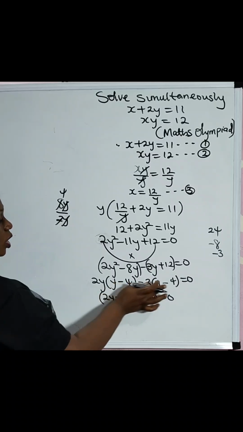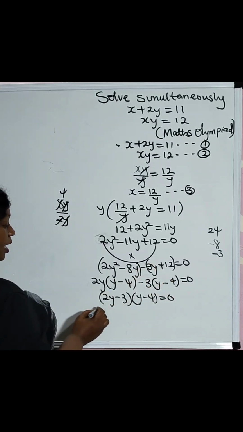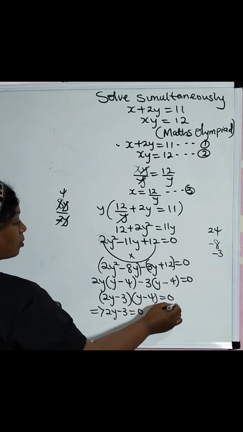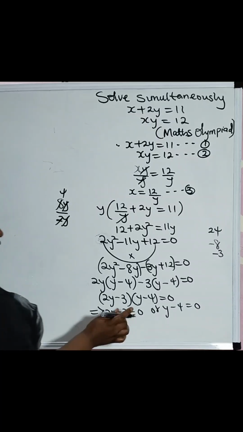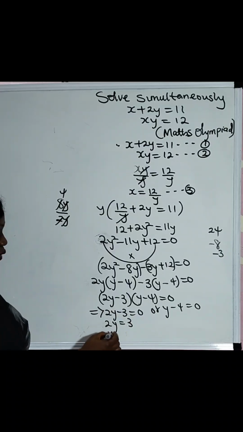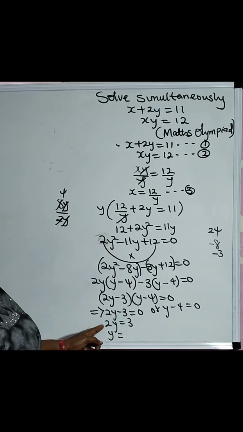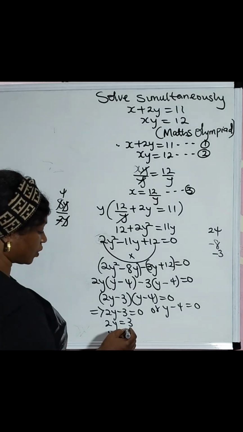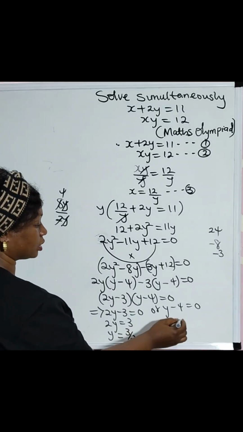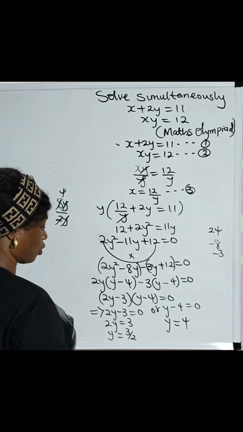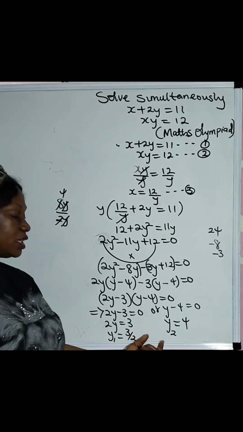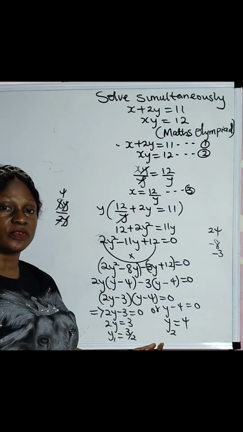At this point, we pick one of these. This implies that 2y minus 3 is equal to 0 or y minus 4 is equal to 0. Now let's do this. This is the same thing as 2y is equal to 3. At this point, we divide both sides by the coefficient of y here, which is 2. We now have that y is equal to 3 over 2. Now y minus 4 is equal to 0, this crosses, it will change to 4. Let's take this our y1 and this will be our y2. Now we have succeeded in getting the values of y.